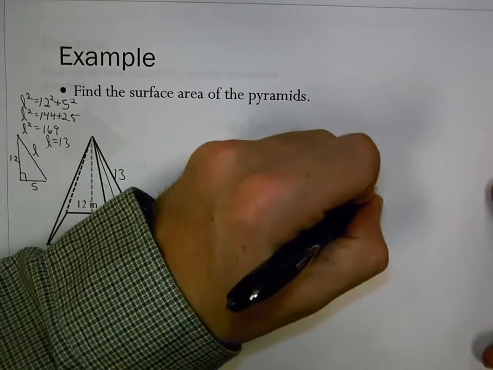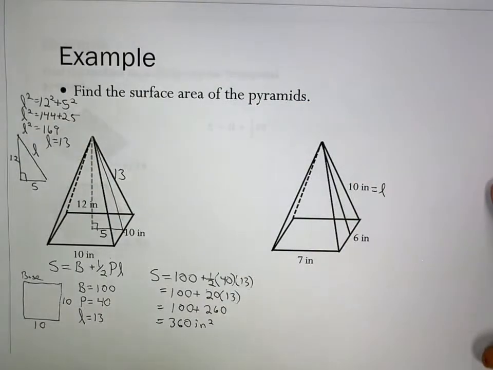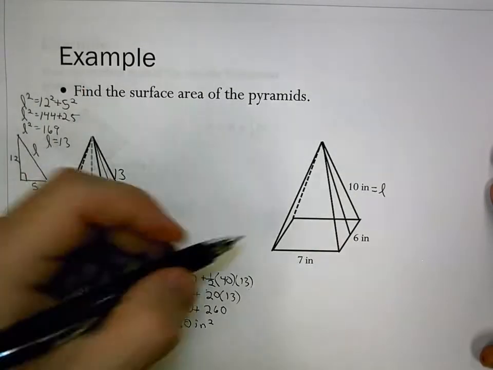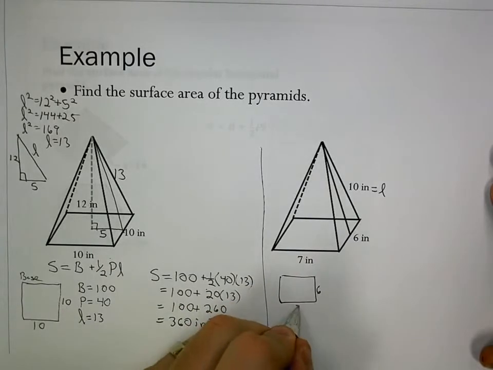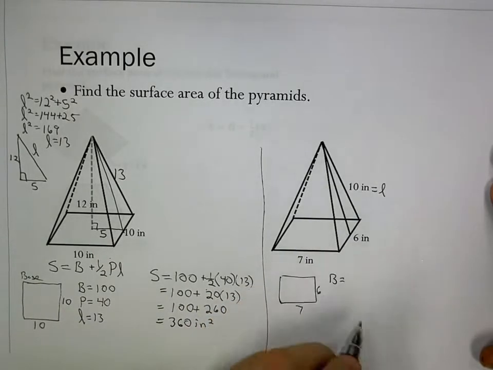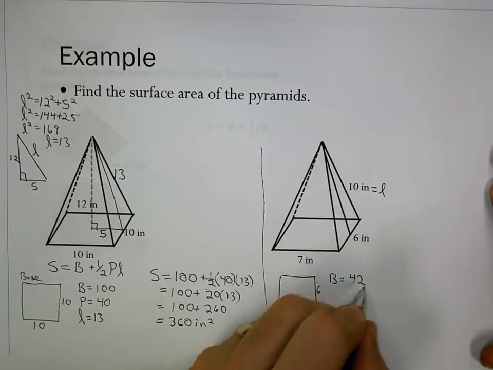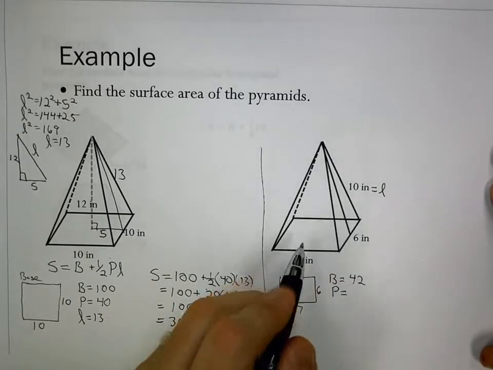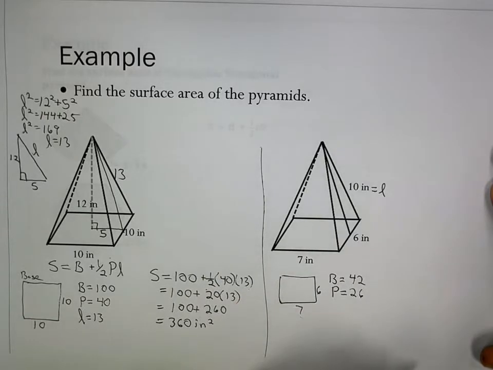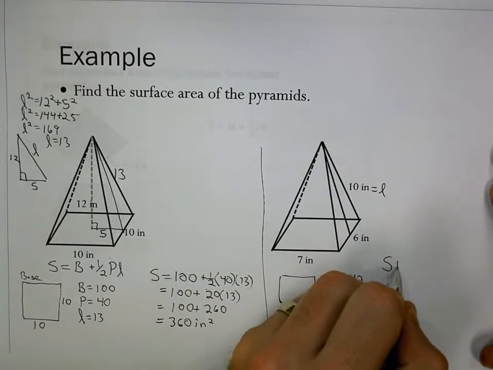Now we look at it, we're given our slant height to start. So we can skip this step we did up here, but we're still going to draw our base to the side. It's 6 by 7. Our base area, 6 times 7 is 42. Our perimeter, 7 plus 6 plus 7 plus 6 is 26. We look to solve now.